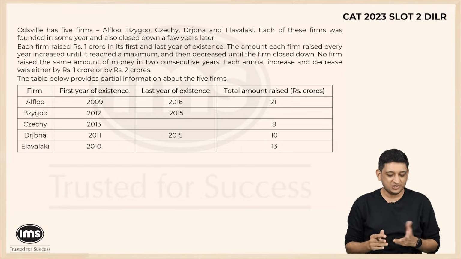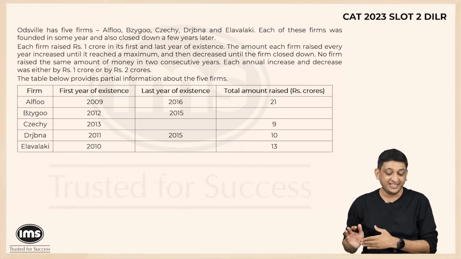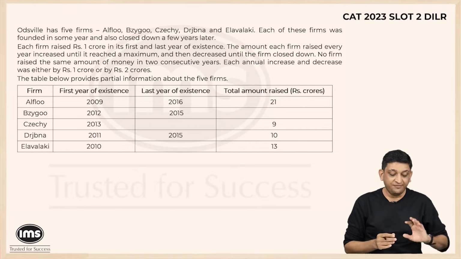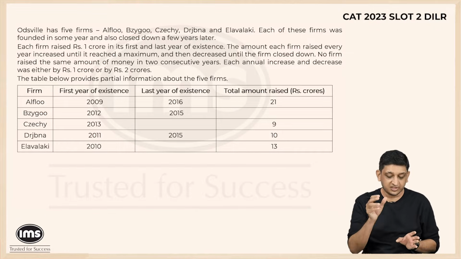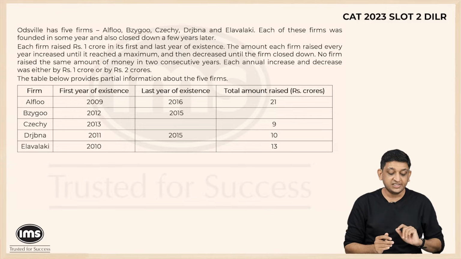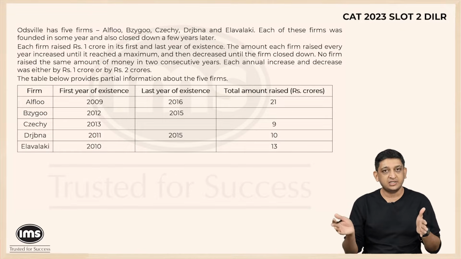In this question, we have Oddsville, and it has 5 firms. The names are gibberish, so we can just go with A, B, C, D and E. We know that each of these firms was founded in some year and was closed down a few years later. We know the first year of existence for all the firms. We know the last year of existence for some of these firms. We know the total amount raised for 4 out of the 5 firms. We also know that each firm raised 1 crore in its first and last year of existence.